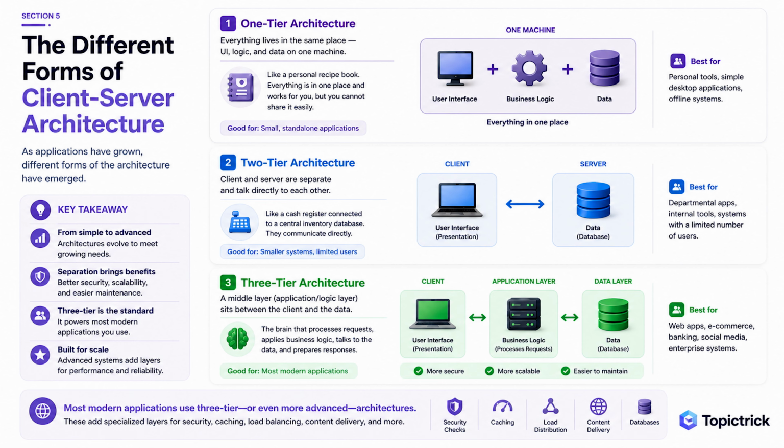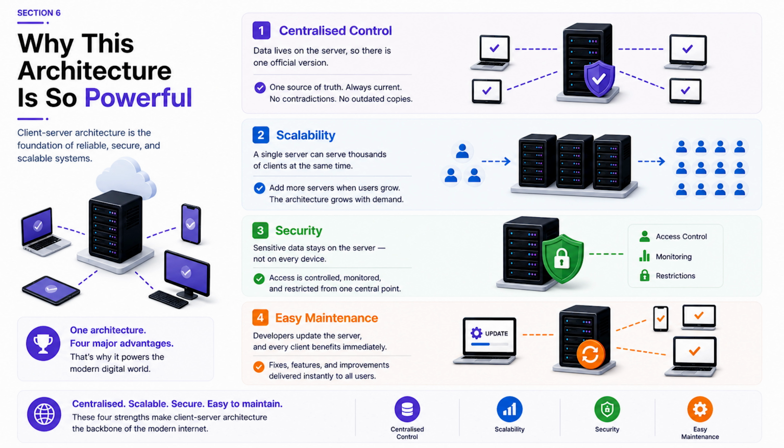So why has client-server architecture become the standard way of building systems? What makes it so effective? The first reason is centralized control. Because the data lives on the server, there is always one official version. Every client that connects gets the same, current, accurate information. No contradictions, no outdated copies, one source of truth.